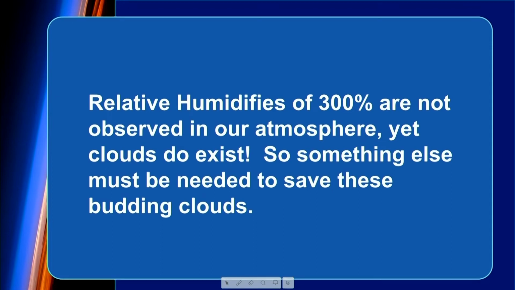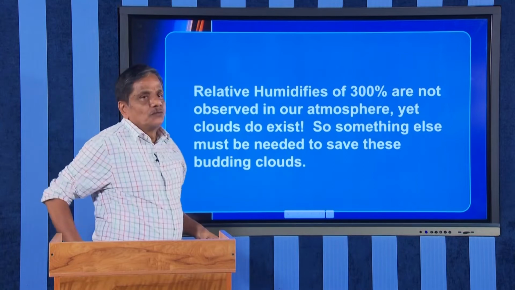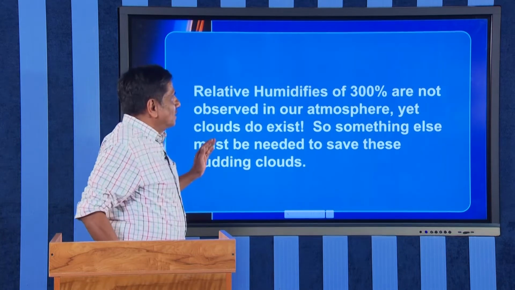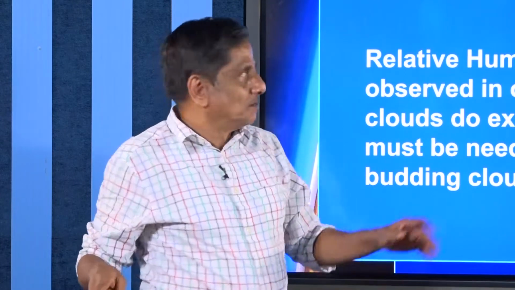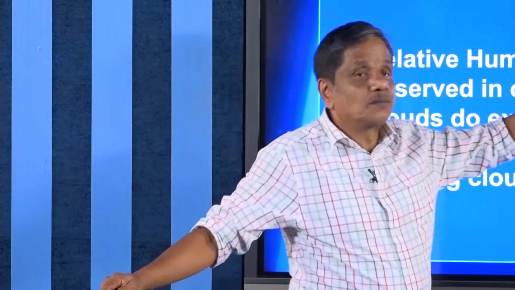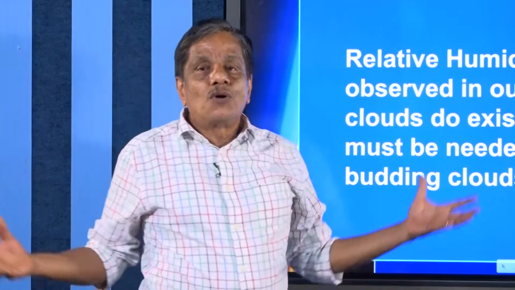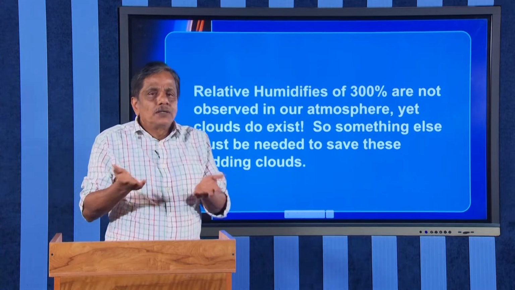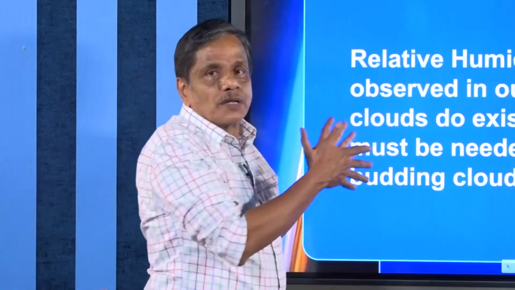Now, this is a puzzle. If the relative humidity is 300%, which cannot be observed because the maximum value is 100%, but clouds do exist. Even though the relative humidity is 300%, clouds are existing. It means more and more water vapor is injected into the atmosphere, so that if it can immediately condense, more clouds will be produced, right. So, this is an extraordinary case.